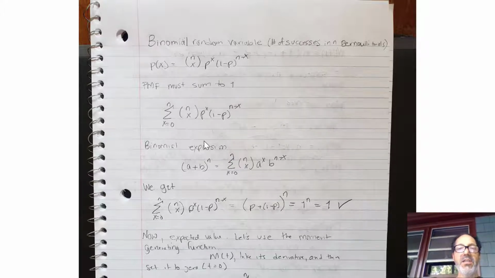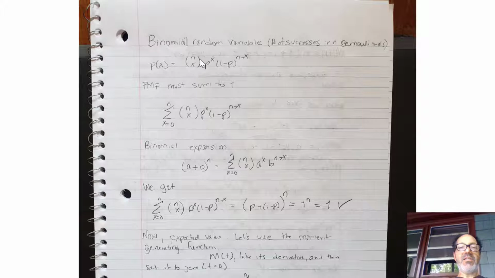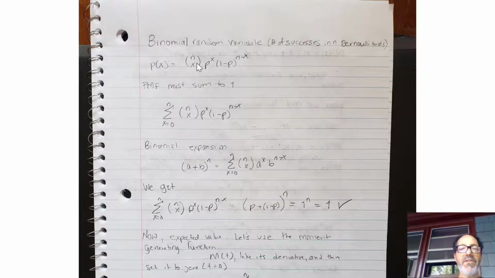We may have, for instance, a flip of a coin 10 times, and we say out of those 10 flips of a coin, how many times do we land on heads? So the heads would be success, so the number of heads would be what we're looking for in that case. For a binomial random variable, the probability of a given number of successes is n choose x. This is what we call a binomial coefficient.